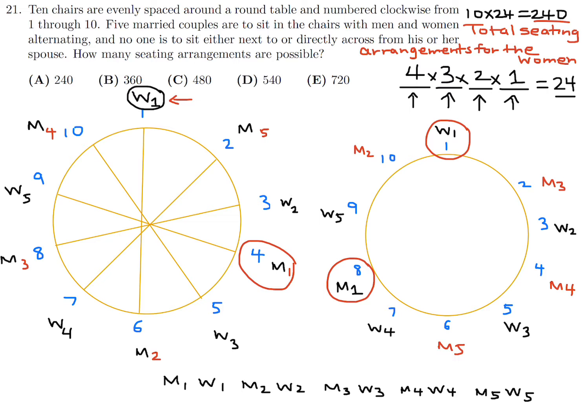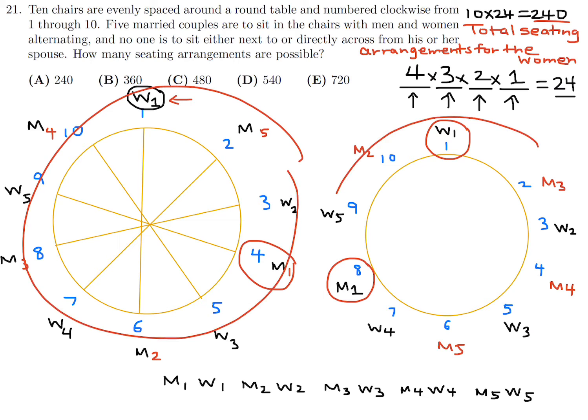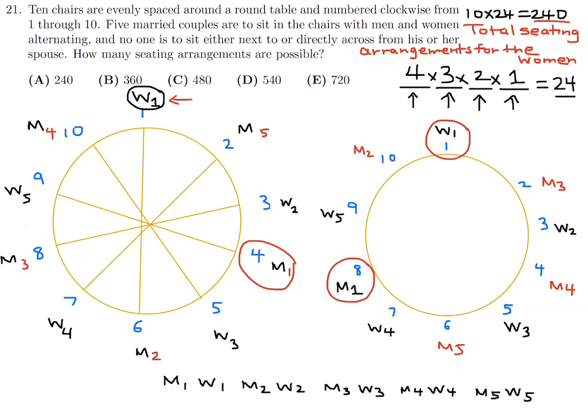So the whole point of doing this is that for any one of these 240 scenarios for the women, there's only two possible arrangements for the men. One like this and one like this. So that means that for each of those 240 possible arrangements for the women, there's only two possible arrangements for the men. And therefore, in total, there's 480 possible seating arrangements for the men and women together. So number 21, the answer is C.